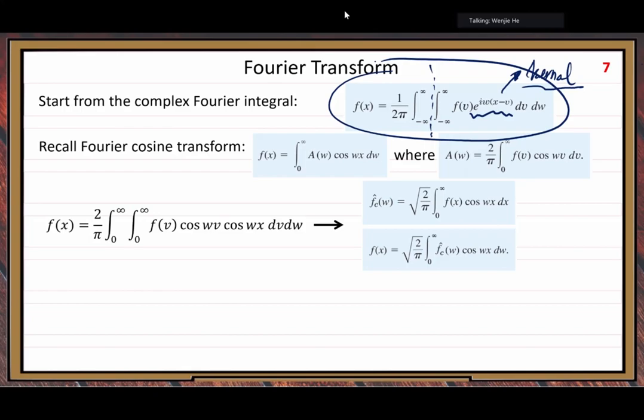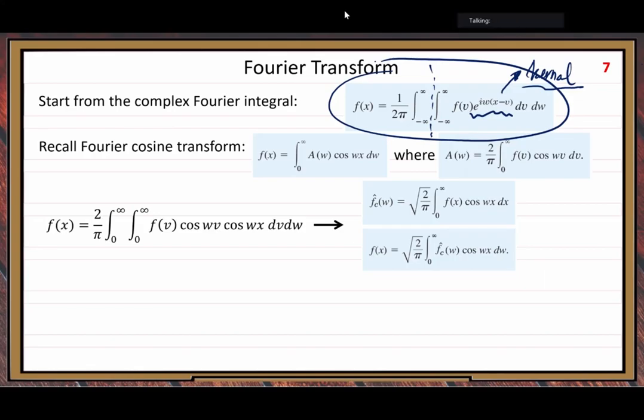This is our old Fourier cosine transform, and this is the inverse. The first one is the Fourier cosine transform, then the inverse Fourier cosine transform. These two formulas. Now we want to make a connection, using our understanding of the old formula to understand this new formula.